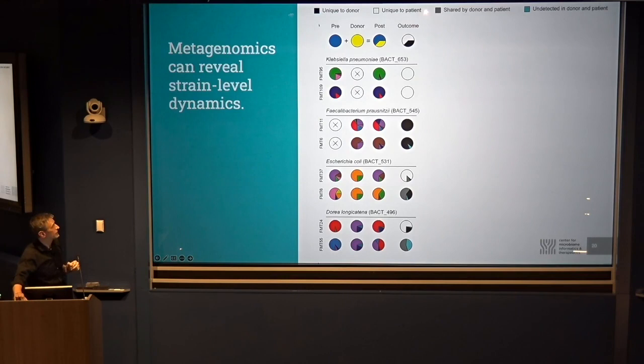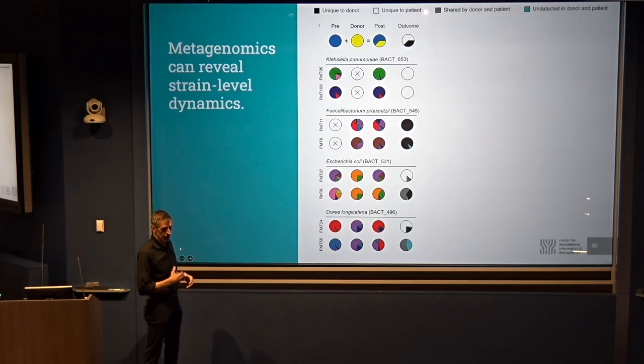Okay. Here's another example in the middle, Faecalibacterium prausnitzii. This is a bacteria that's thought to actually be very healthful and is associated with a sort of healthy gut state. And here the patient didn't have any, but the donor had some, and then the donor transferred all those strains to the patient.